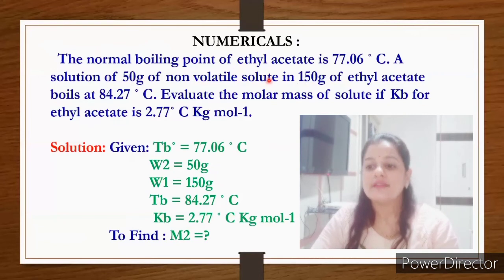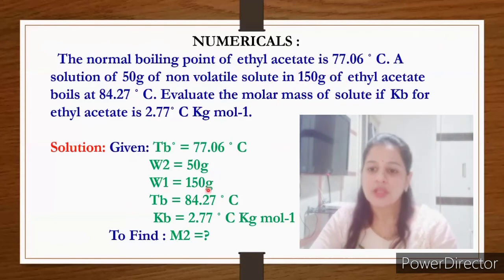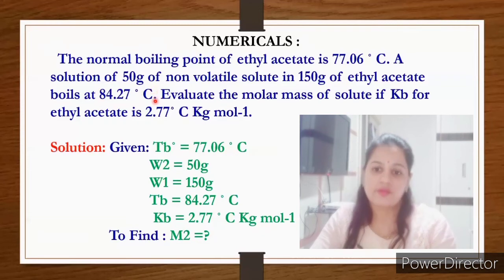Then further he is saying that a solution of 50 gram of non-volatile solute means the weight of the solute is given. Weight of solute is taken as W2. So W2 is 50 gram. In 150 gram of ethyl acetate, this is the weight of the solvent. So weight of solvent is given by W1, that is W1 is 150 gram.